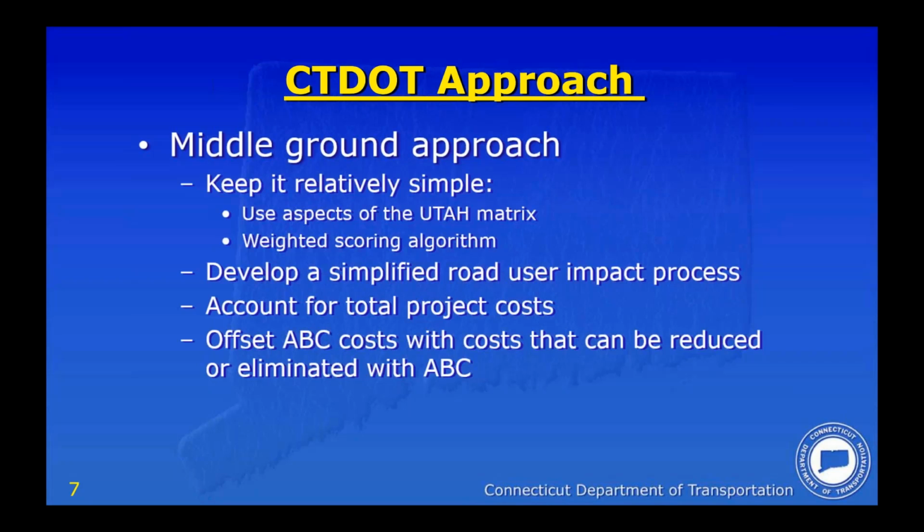Developing a simplified road user impact process actually took quite a while to come up with, an analysis method that would take the load off our traffic engineering folks in determining user impacts for various ABC and conventional bridge construction alternatives. Also, it was important to compare ABC costs to conventional bridge costs, and most significantly, to try to put a dollar value on overhead cost reductions that can be achieved through accelerated bridge construction, a benefit for bridge construction if a project can complete a year early.